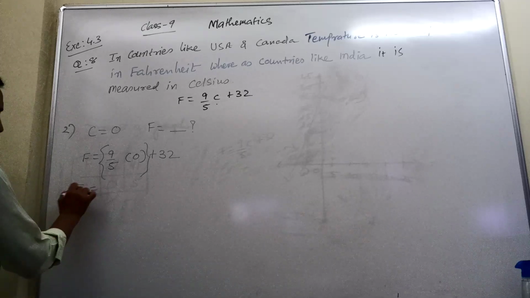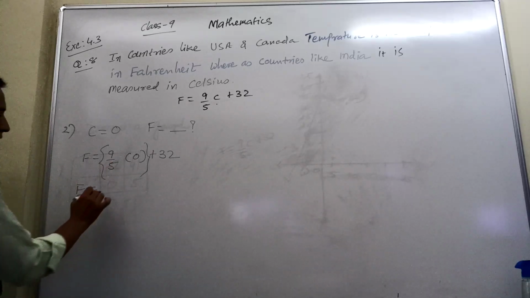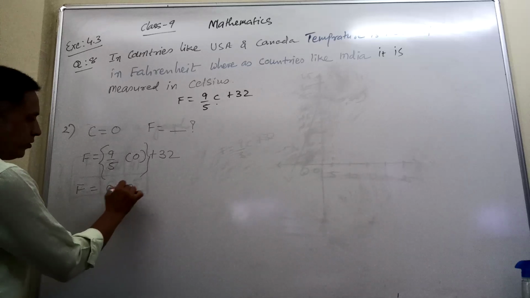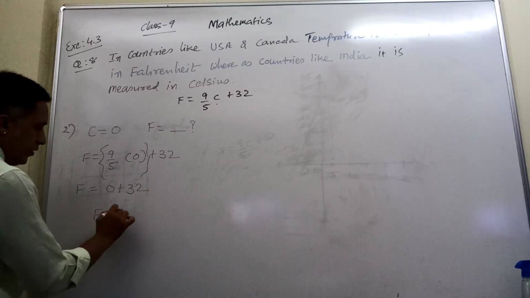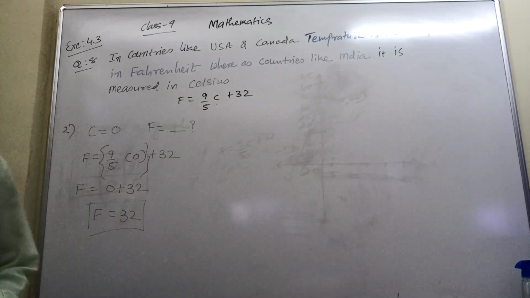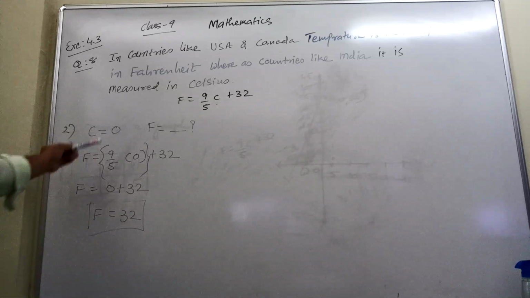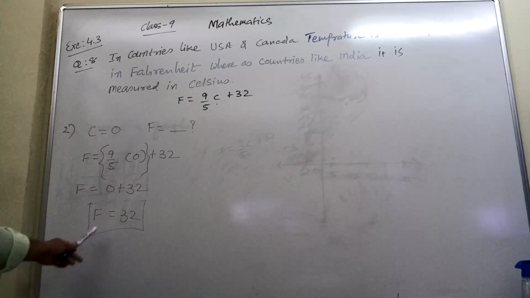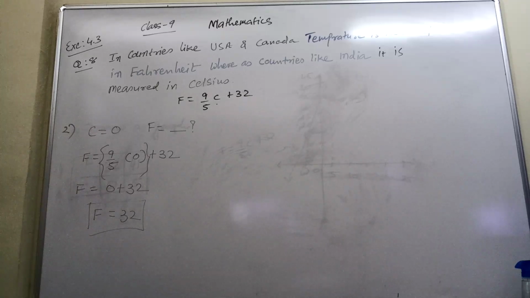So, 9 upon 5 multiplied by 0, that is 0 plus 32, and hence F is equal to 32. My second condition is solved over here. I can say that when Celsius is 0, then F is 32.